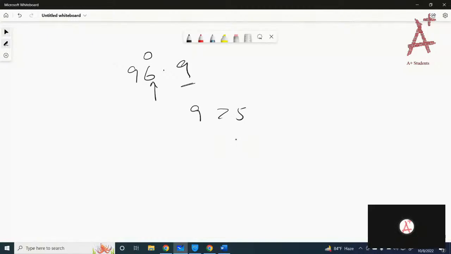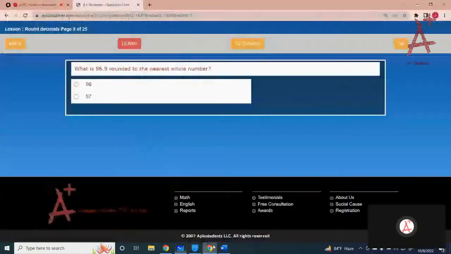Round up means you need to remove the decimal point and the digit after it and add 1 to the digit that is at the ones place. So 6 plus 1 is 7. So it will be then rounded off to 97. Got it? Very good, class. It is 97. Let me move on to the next question.